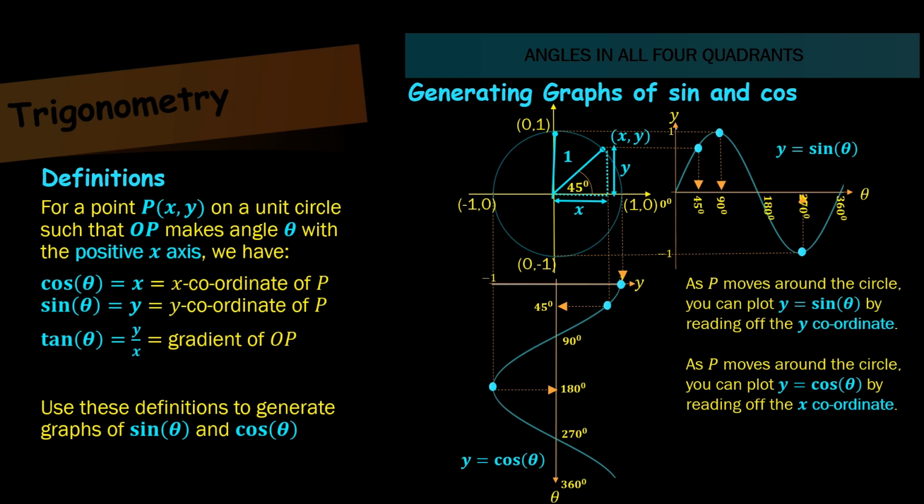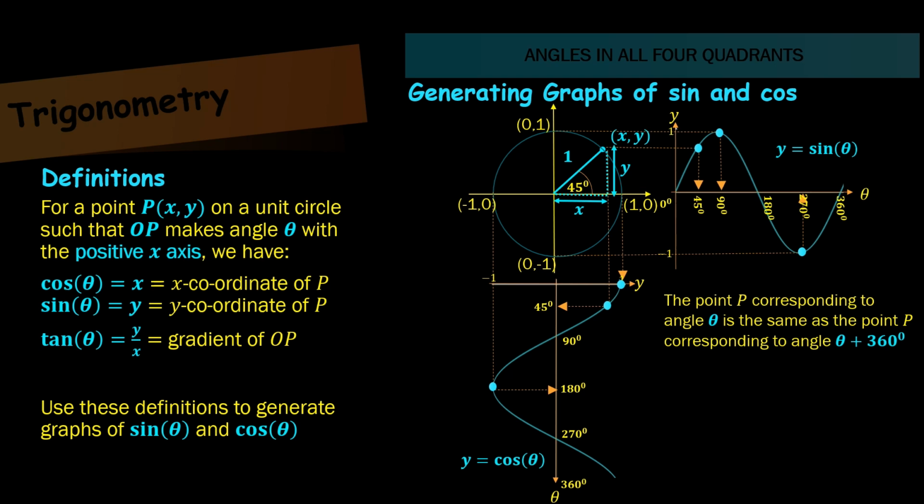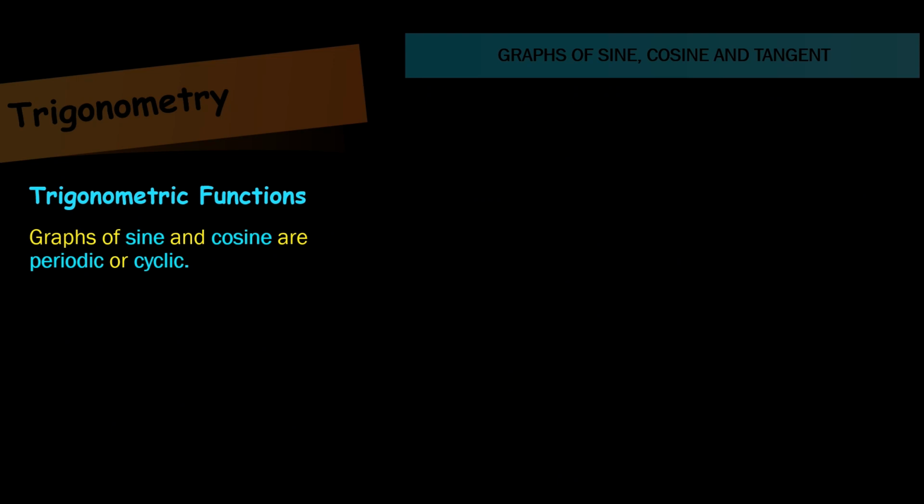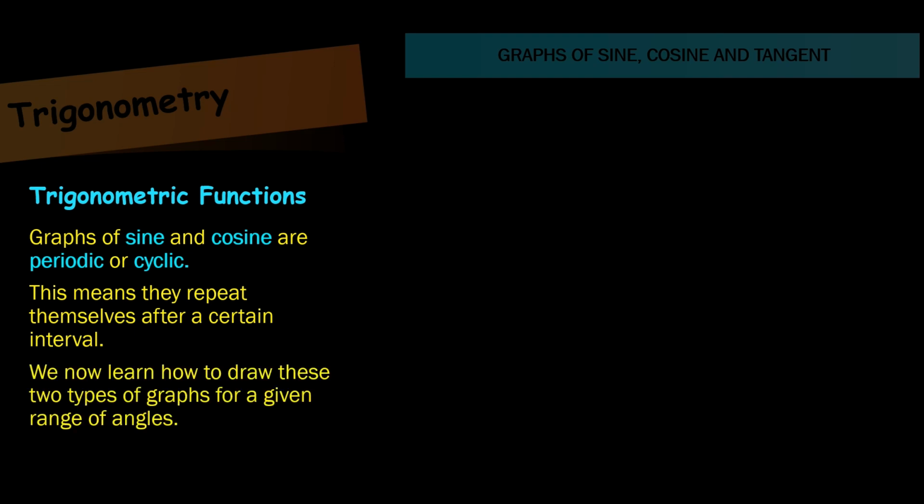Notice that the point P corresponding to the angle theta is the same as the point P corresponding to the angle theta plus 360 degrees. So graphs y equals sine theta and y equals cos theta are periodic with period 360 degrees. So as we've just mentioned, the graphs of sine and cosine are periodic. We can also say they're cyclic. This means they repeat themselves after a certain interval. We will now learn how to draw these two types of graphs for a given range of angles.